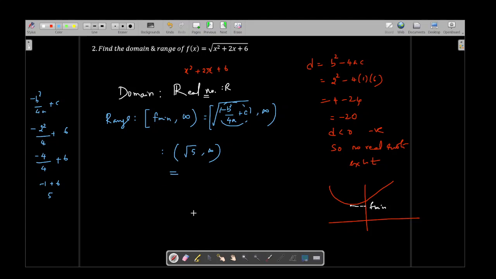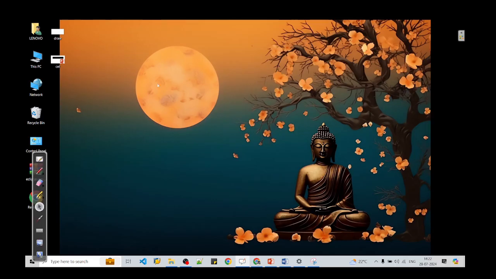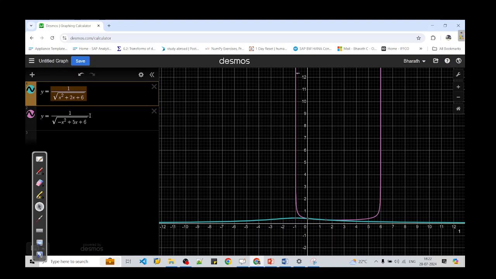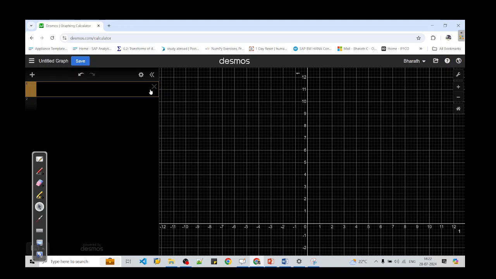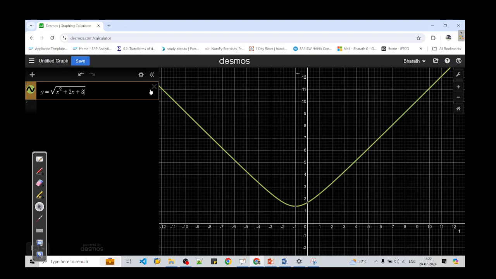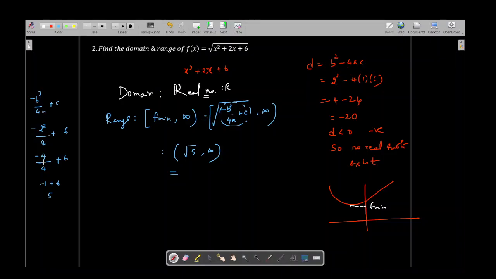So we can verify this on the graph plotter. Square root of x square plus 2x plus 3. I told you, if there are no real roots, this is what you get. So root 5, 1.414, is it 2x plus 3? We took 2x plus 6, sorry. So we have to take 2x plus 6.